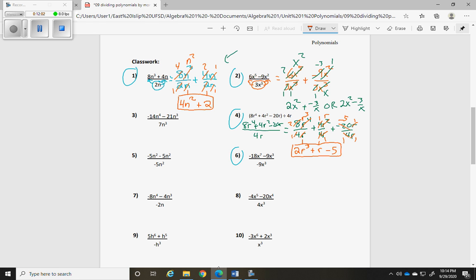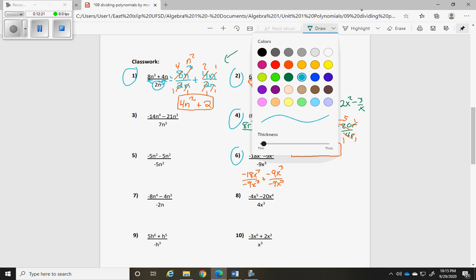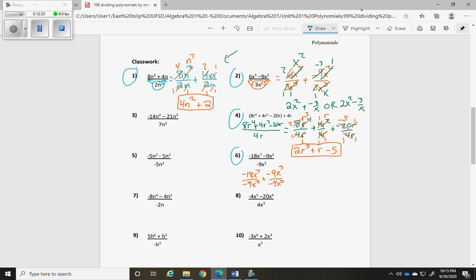And number 6, I can rewrite it as negative 18x to the 7th over negative 9x to the 3rd plus negative 9x to the 3rd over negative 9x to the 3rd. So if I simplify this, I get 2 over 1, right? Negative over negative is positive. And there is an x to the 3rd in common, top and bottom. So I'm left with x to the 4th over 1.